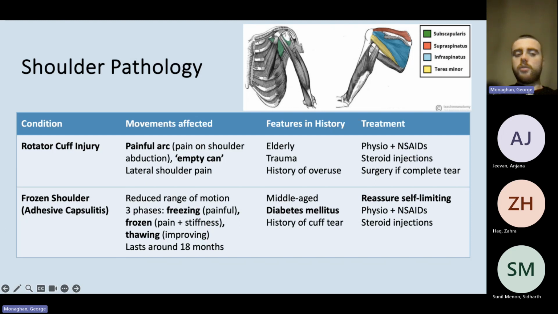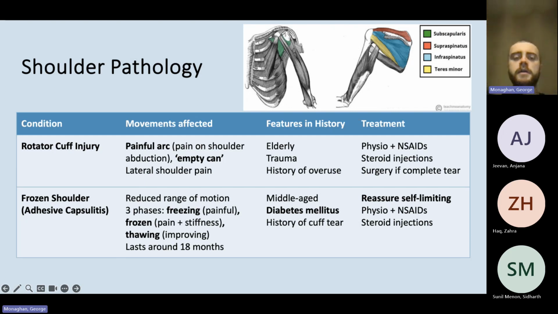And then frozen shoulder, also known as adhesive capsulitis, reduced range of motion. You have 3 phases of it: freezing, frozen, and thawing, which is improving. So it's freezing, and then it gets frozen, which you can't move, and thawing obviously is kind of like a defrosting process, like thawing food, for example. And then it starts to get better, and it lasts around 18 months, but most of the time they have completely recovered and they have no long lasting effects.